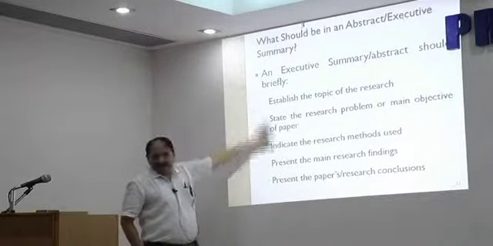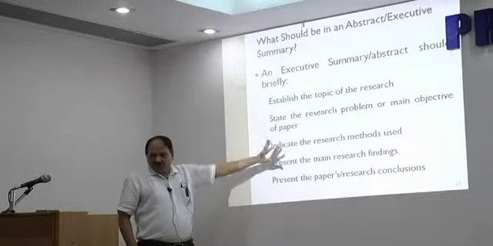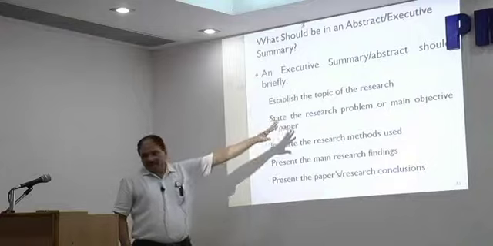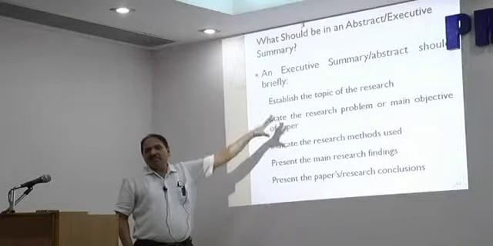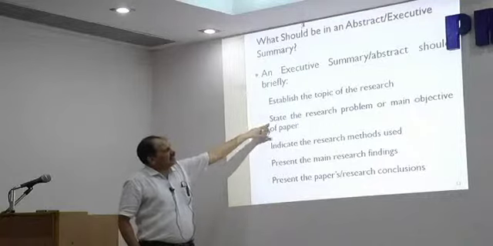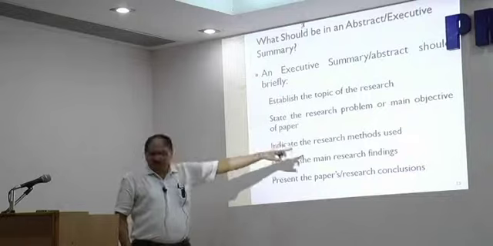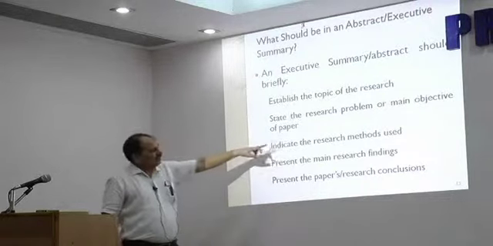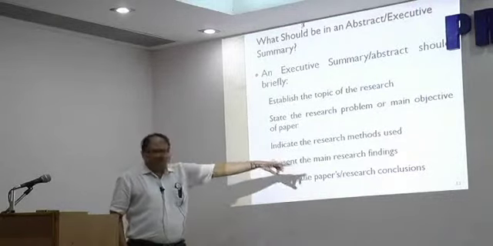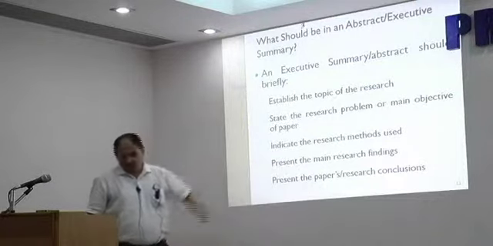Establish the topic. What should be there in the abstract, or executive summary? Both. Establish the topic of the research. What is basically the research in the thesis or the paper? State the research problem or main objective of the paper. Indicate the research methodology used. Present the main research findings and present the paper's research conclusions.